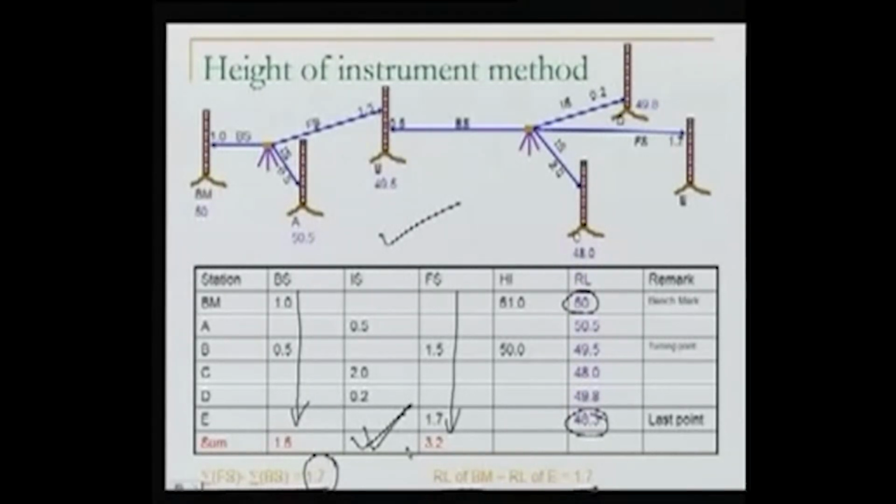Now one thing you will observe in this check: we are only including foresight and backside. We didn't include the intermediate side. If by mistake some intermediate side was wrongly computed, say instead of 50.5 I am writing 51.5, we don't have a check for this in this check. Anyway, we'll see how we can apply that check later on. So this is the method of height of instrument to take the observations in the field, do the computation, and finally record it.